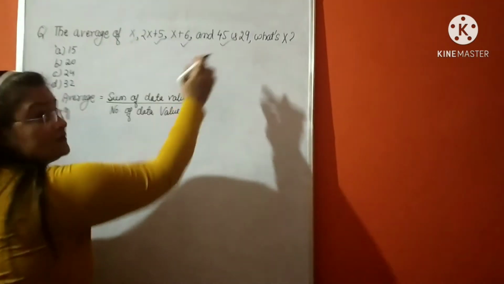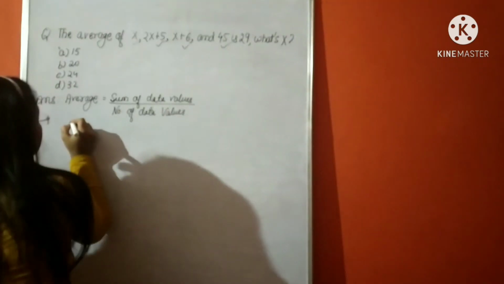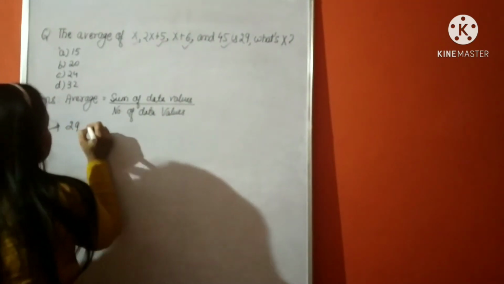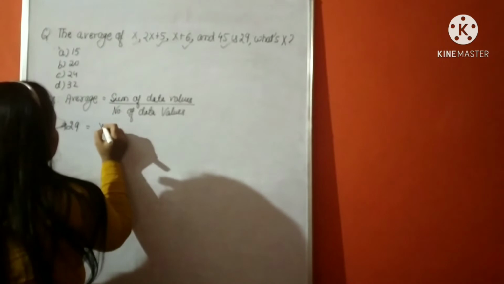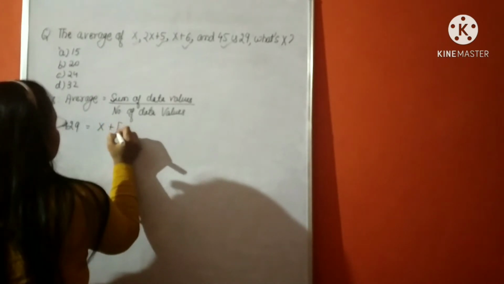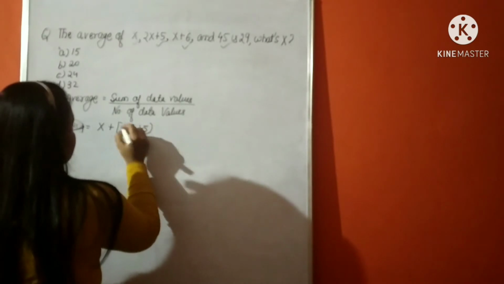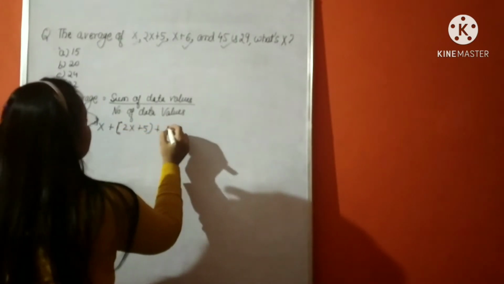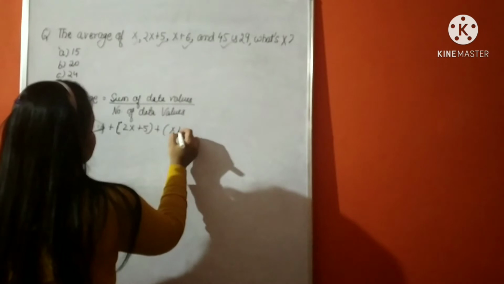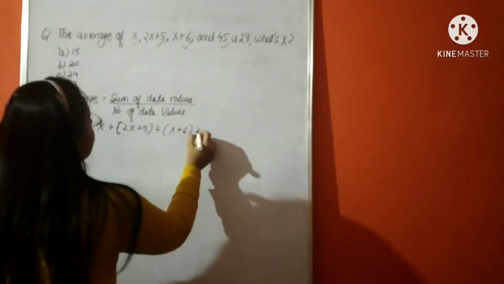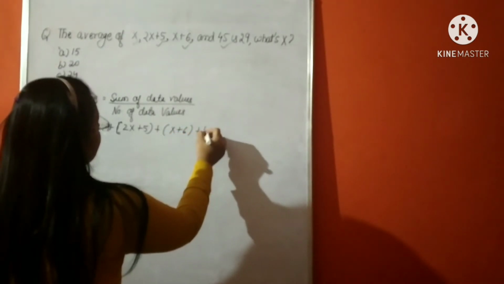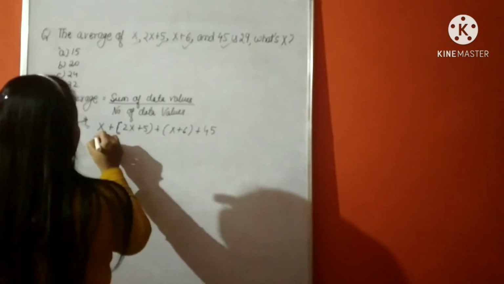And average is also given, which is 29. So average is 29 and the sum of all the values will be x plus 2x plus 5 plus x plus 6 plus 45, upon 4.